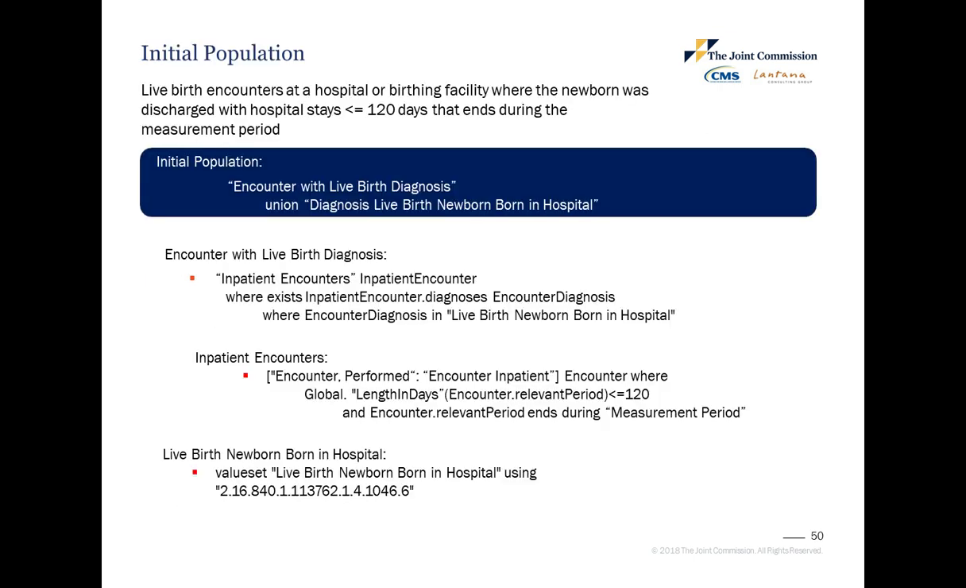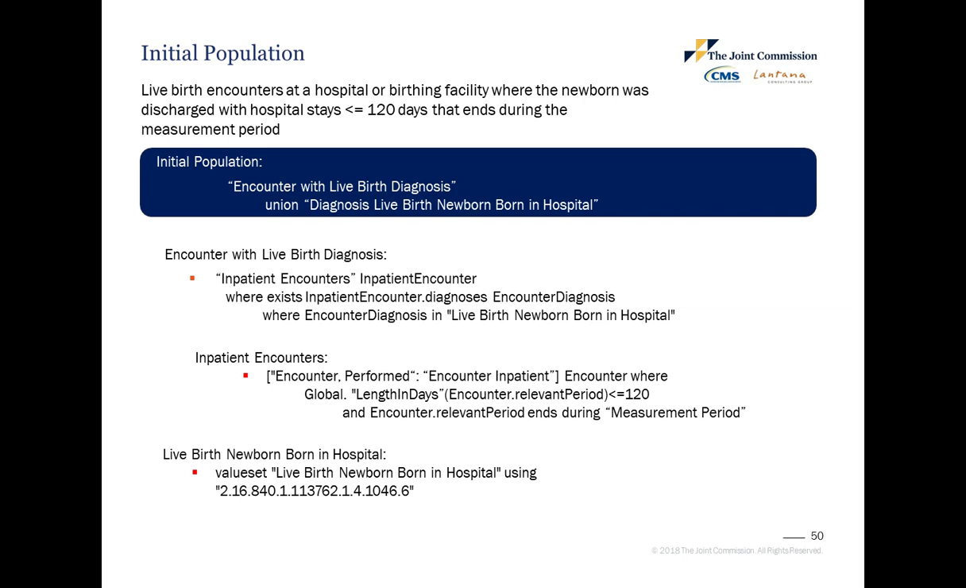Thank you, Shidong. So now we're going to go over the population criteria for the EHDI-1a measure. And the initial population narrative reads, live birth encounters at a hospital or birthing facility where the newborn was discharged with hospital stays less than or equal to 120 days that ends during the measurement period.